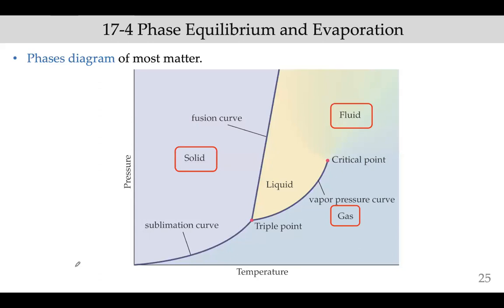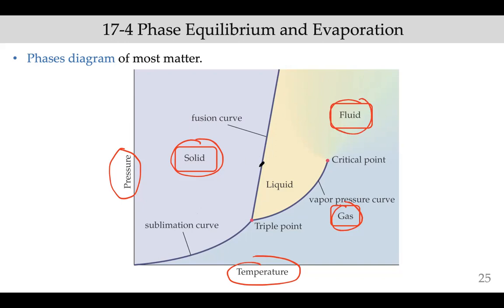Okay, let's also talk about phase diagrams. In the phase diagram, we have pressure here and temperature here. There are different phases. This phase is the solid phase. For the case of water, it will be ice. For other materials, it will be the solid form of them. Here we have the gas phase, and here we have the fluid phase.